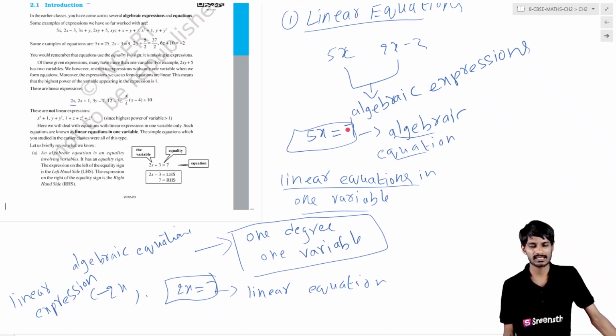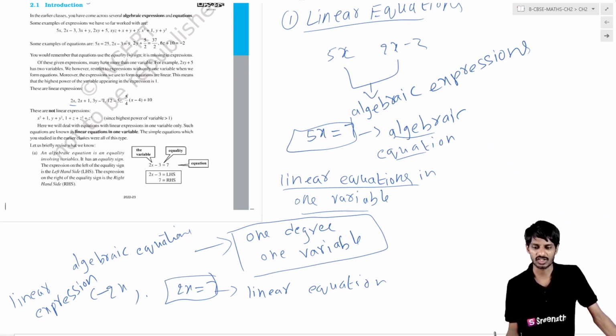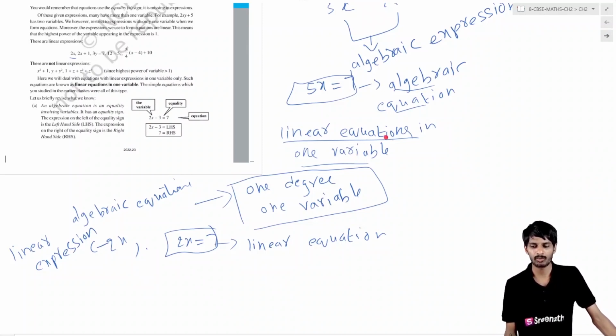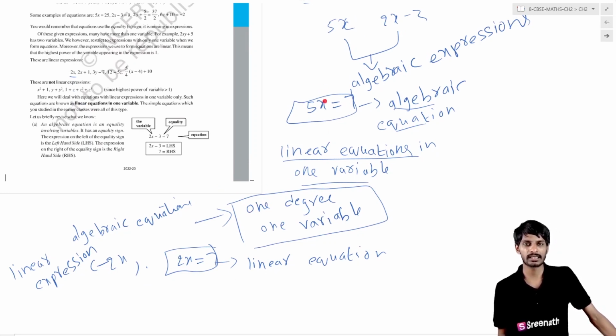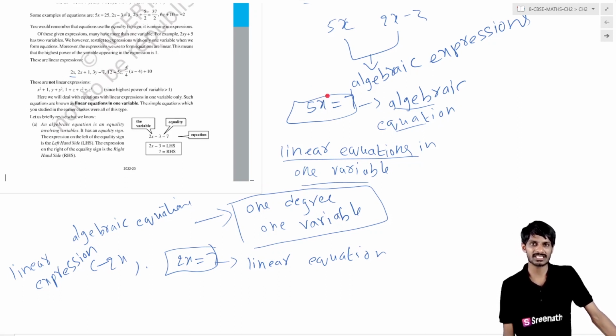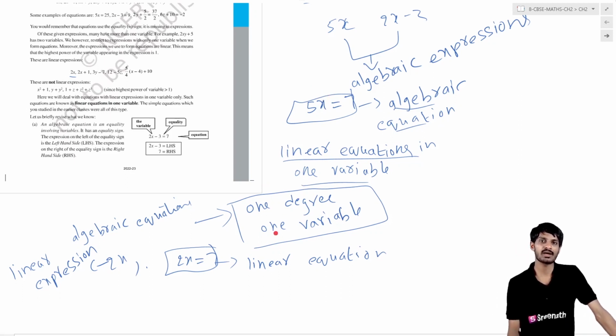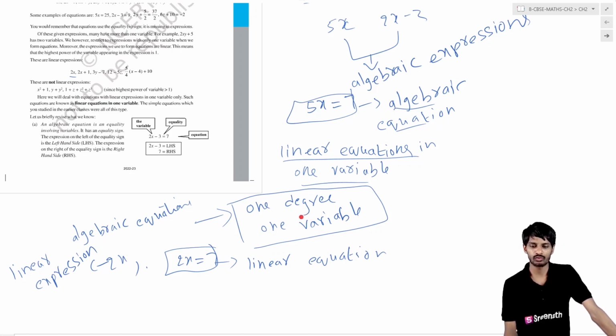Both LHS and RHS are equal for some values of x. Here x is the variable. So this is the algebraic equation. Then what is a linear equation in one variable? A linear equation in one variable is nothing but an algebraic equation with degree 1. The power of the variable represents the degree. So the power of the variable must be 1, and it must have one variable only. It does not have two variables. Then we call it a linear equation in one variable.